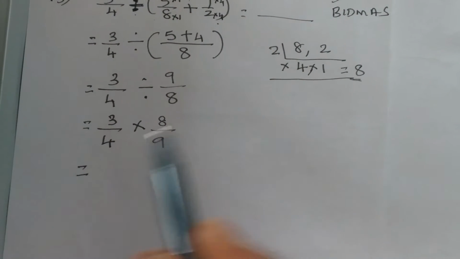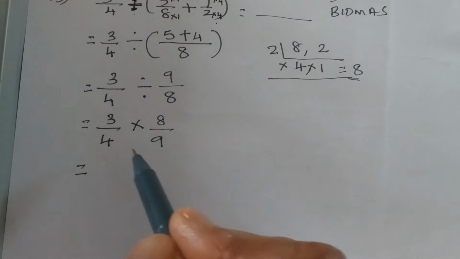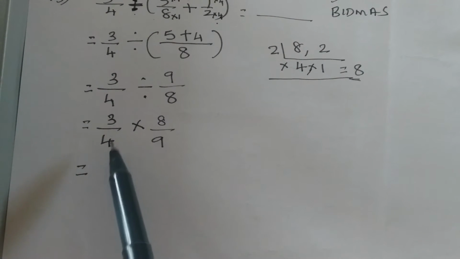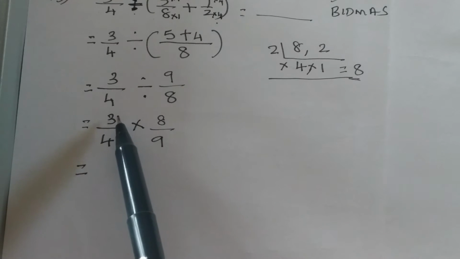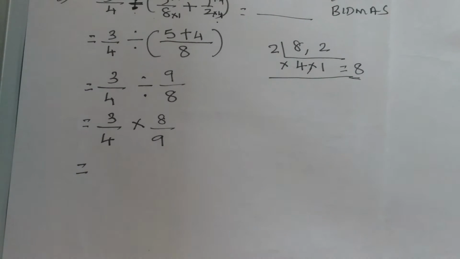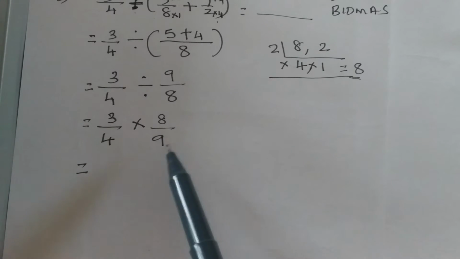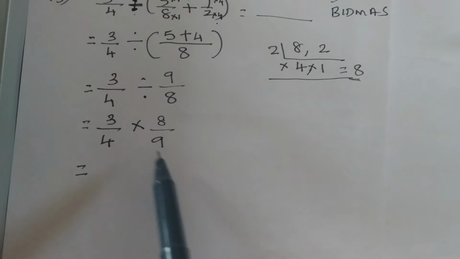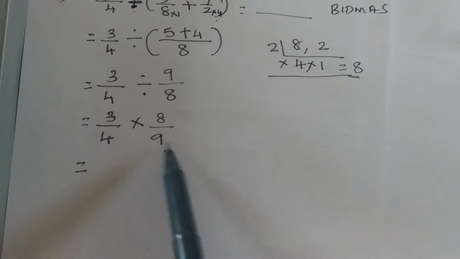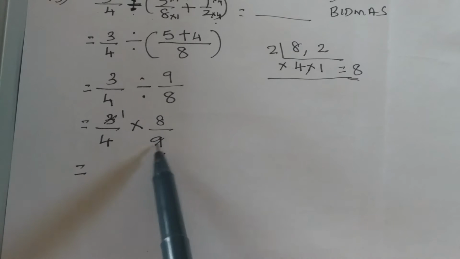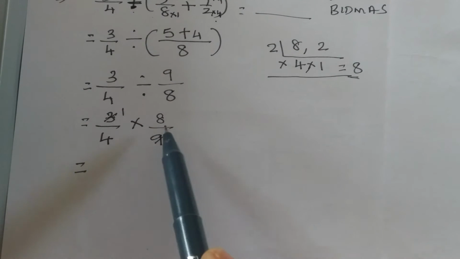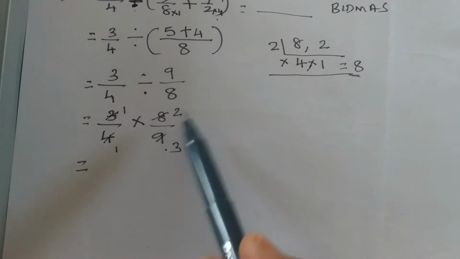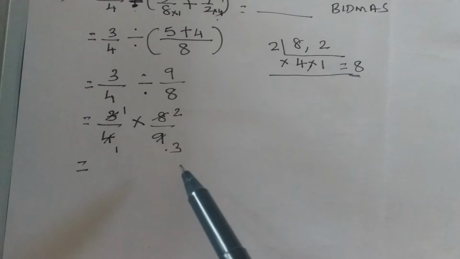Next step: if you can cancel. If there is a common factor, you can cancel a numerator with a denominator. Check 3 and 4. 3 is a prime number, so they don't have a common factor. 8 and 9: 8 comes in the 2 and 4 tables, but 9 is only in the 3 tables, so there is no common factor. Now cross one numerator and one denominator. 3 and 9? Yes, in the 3 tables. 3 1s are 3, 3 3s are 9. And 4 and 8? By the 4 tables. 4 1s are 4, 4 2s are 8. Anything else? 2 and 3? No, they don't have a common factor.